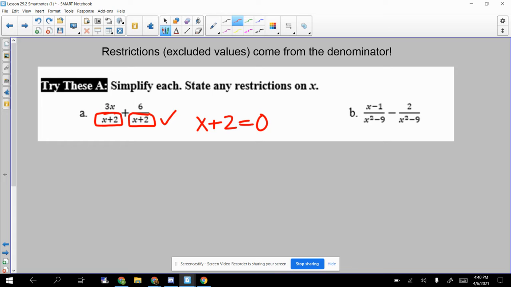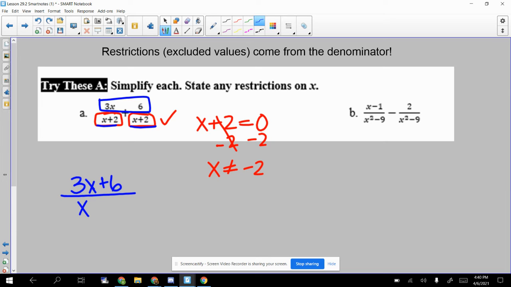Okay, so I would set x plus 2 equal to 0. I would subtract the 2 over. And so I know that x cannot equal -2. Because if we were to plug in -2 to the denominator, we would get 0, and that would be undefined. Okay, so we know that is our restriction. But again, because we have these like denominators, all we really need to do is add the numerators. So I could write that as 3x plus 6 all over, you just need to write the denominator once now, so over x plus 2.